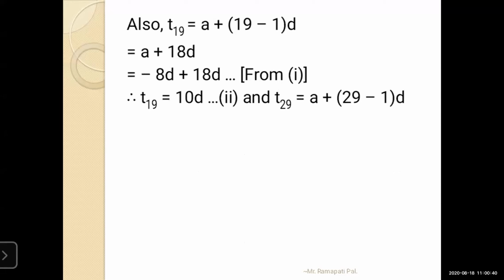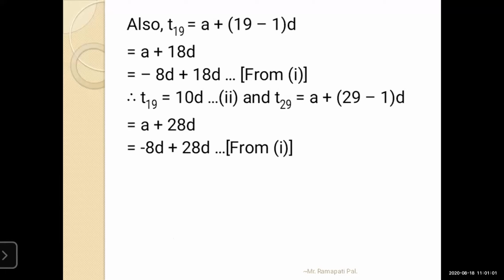Correct? And T29 is equal to A plus (29 minus 1) D. 29 minus 1 is what? 28. Correct? So A plus 28D. You know what A is? That is minus 8D plus 28D. So 28 minus 8, T29 is equal to 20D.